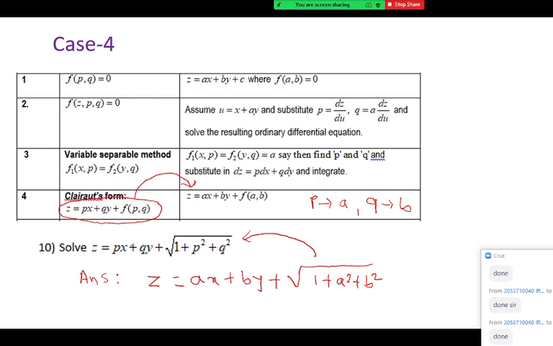But right now we are solving the PDE, and to get a solution, the method says that when it is in the form of Clairaut's, this is the observation by Clairaut that if the equation is in that form, we get a solution just by replacing p by a and q by b. So that is about the last case, case number 4.